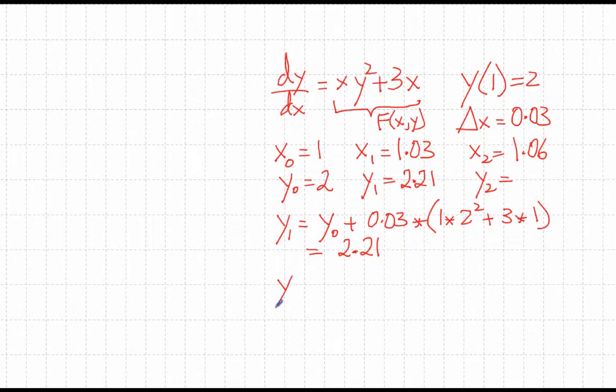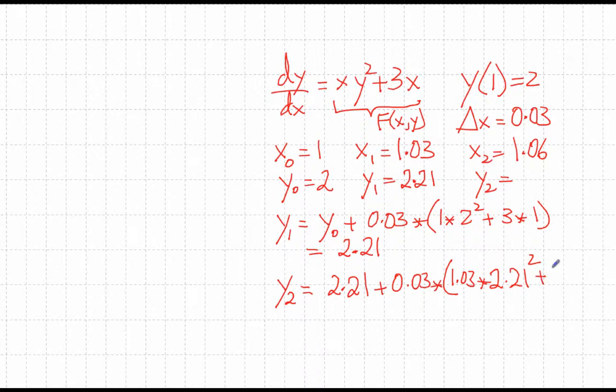Next, now that we know y1, we can find y2. So y2 is y1, which is 2.21, plus this increment. And now here we're going to take 1.03 times 2.21 squared plus 3 times 1.03. And that works out to 2.45. So this over here is 2.45. And similarly at x3, I can get y3 and so forth.